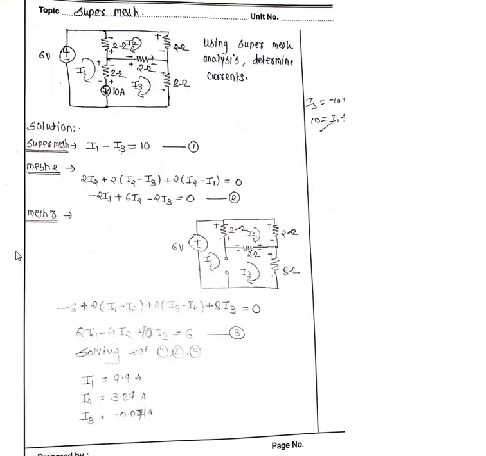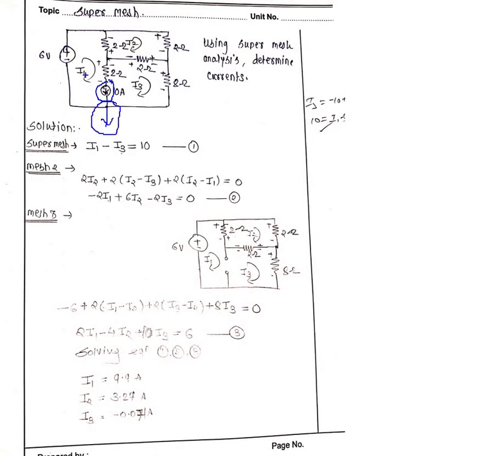Okay, super mesh. What is a super mesh? A super mesh is nothing but when a current source is present between the two loops. Between the two loops, is a current source present? Yes, a current source is present. How is the current source present? Just look at it. The current source is present in the downward direction.